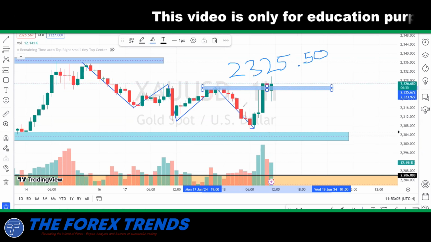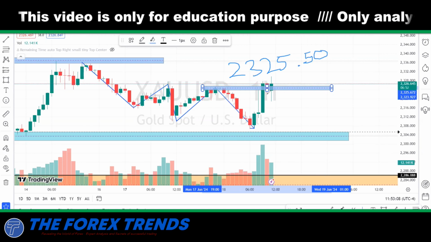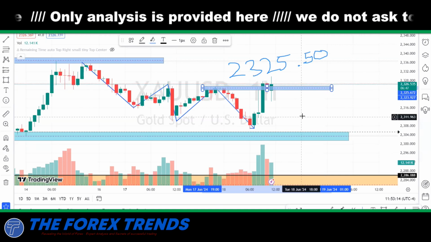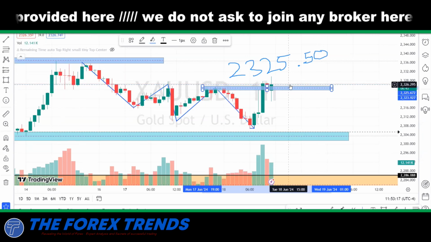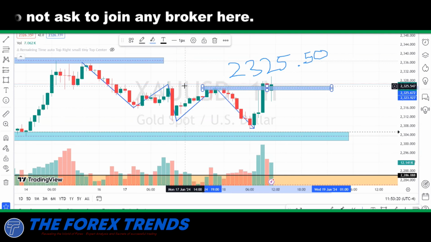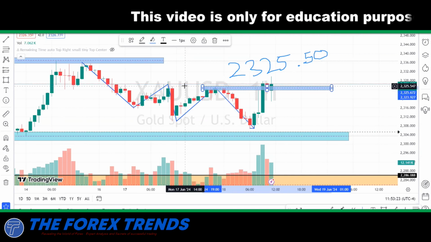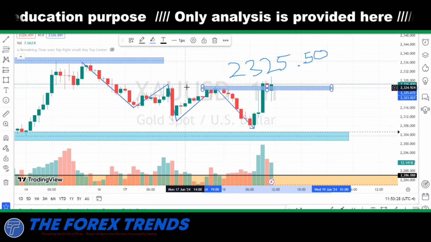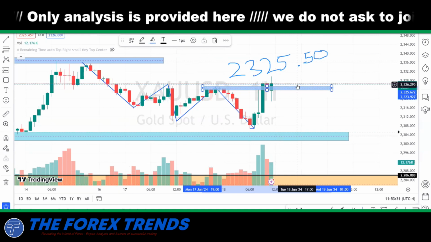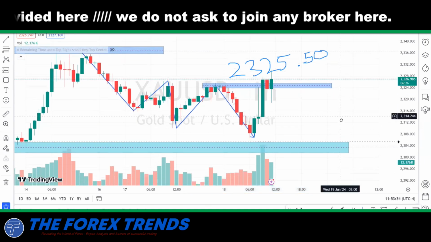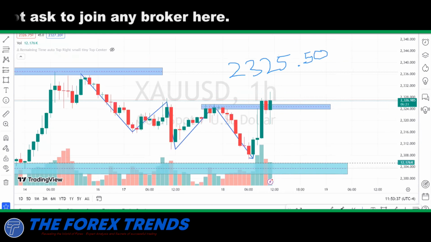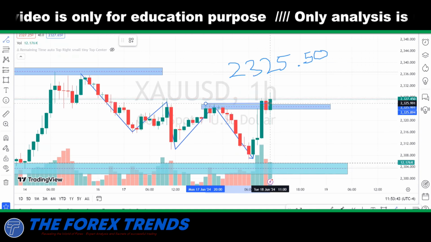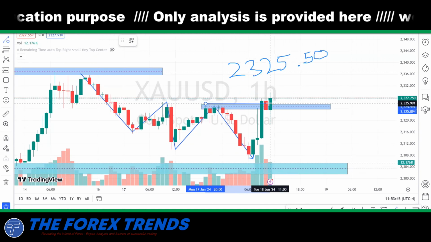Still now, the market is not able to break this high, because it is not able to create two candle closes above this price. Whenever the market closes two candles above this price, that is 2325.50, we will shift our bias from bearish to bullish again. That means if the market is able to close two candles above this price, this will be our change of character. Look, still now the market is not able to close two candles above this price.